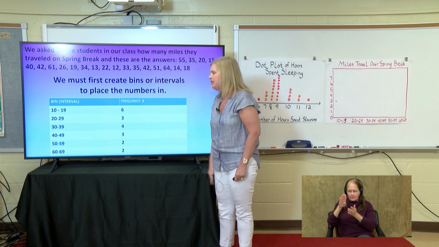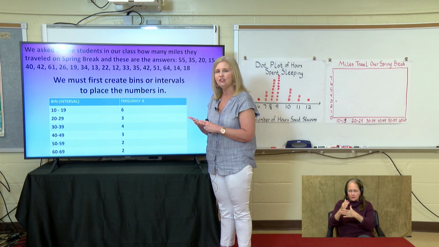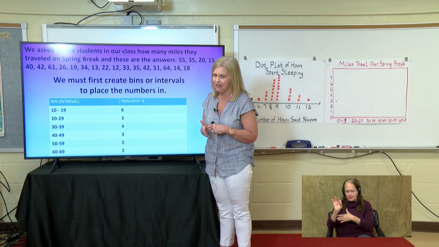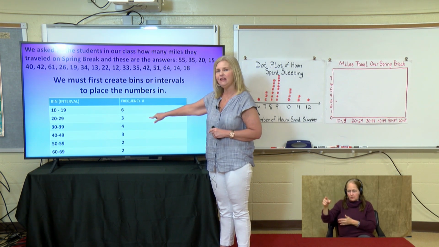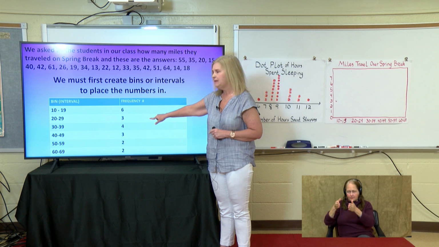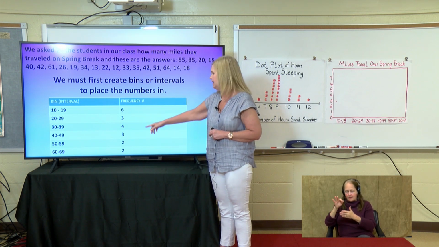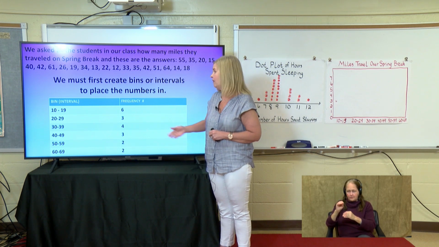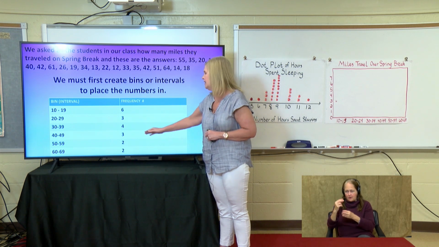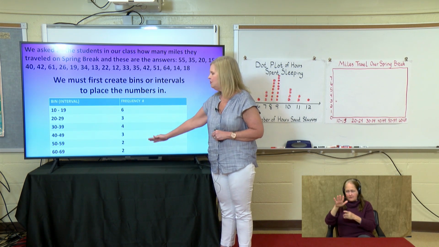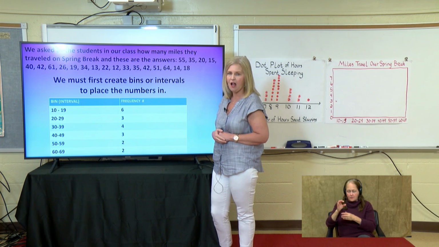You do the same thing for each of the other ones. If the number is between 20 and 29, not just 20 and 29, 20 through 29, then you drop it in the 20 to 29 bin, which is 3. The next is 30 to 39. Anything between 30 and 39 goes in there, and there were 4 of those numbers. 40 to 49, there were 3 of those numbers. 50 to 59, there were 2. 60 to 69, bin was also 2.